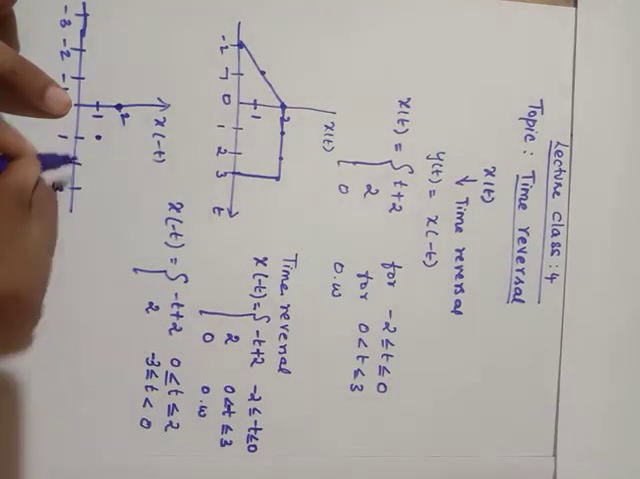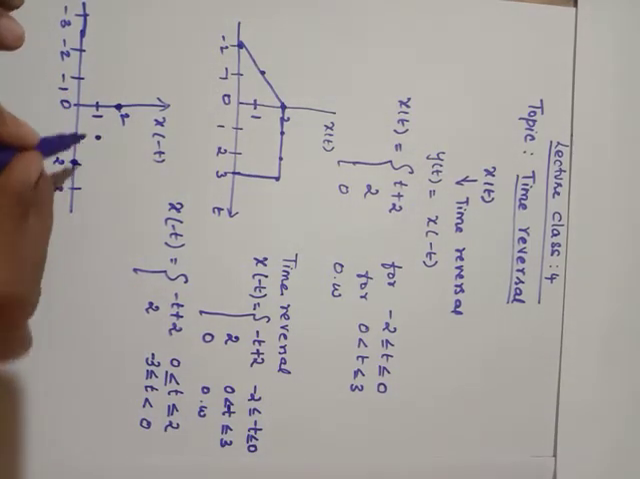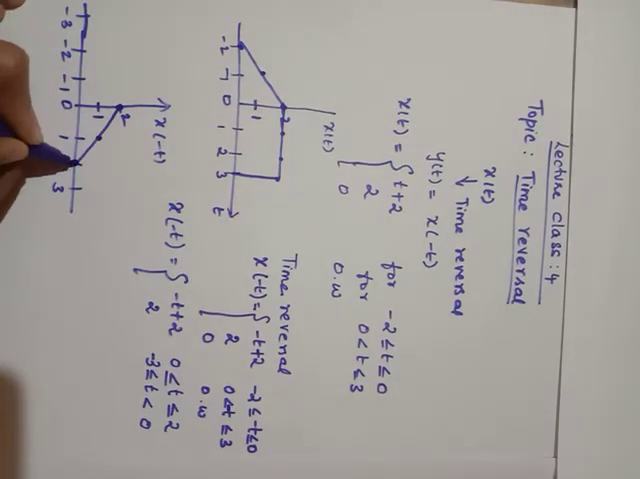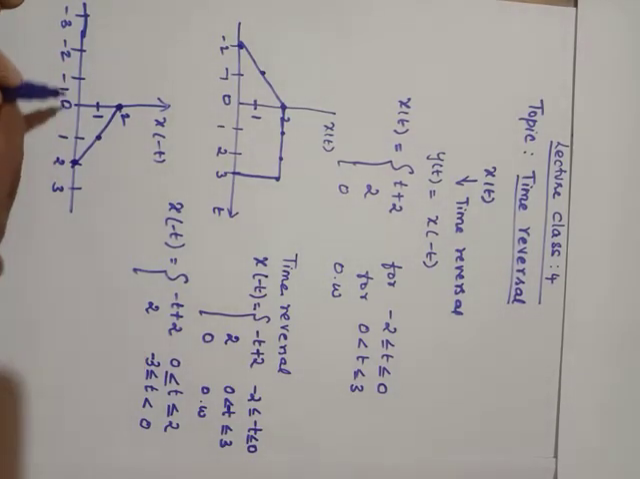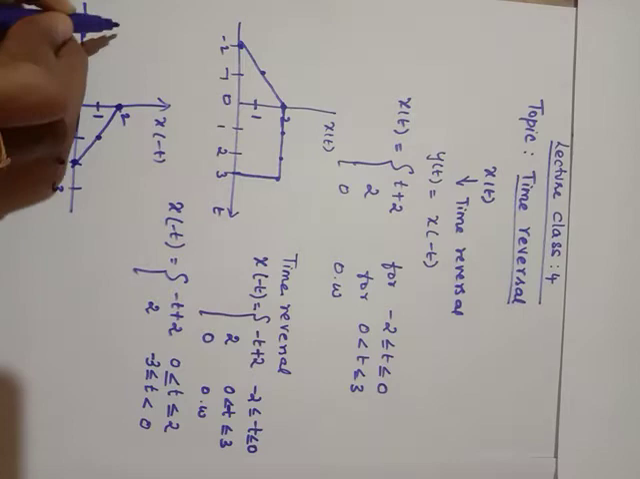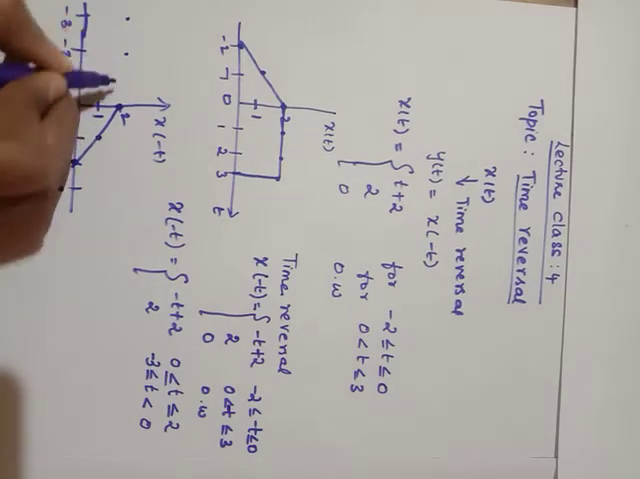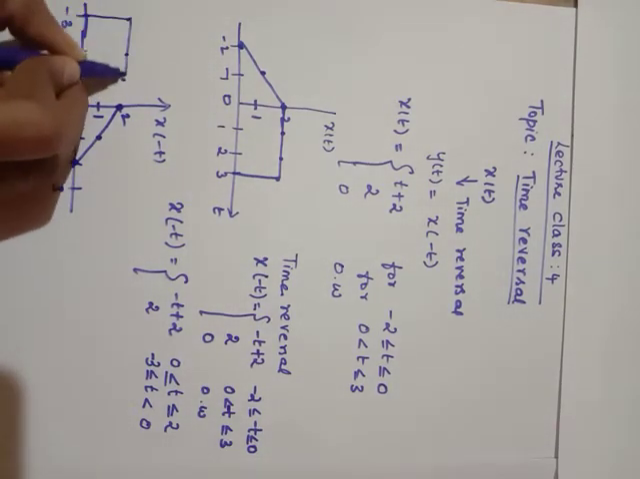When you substitute 2, you will get 0 here. Okay, so I will draw a line like this. Okay, next for less than 0 to minus 3, the value is 2. Okay, so I am going to draw like this.